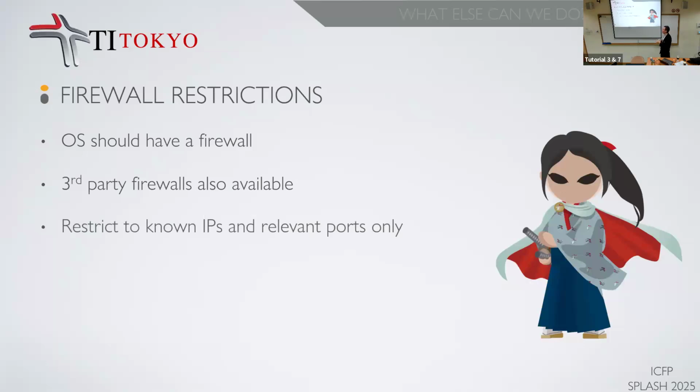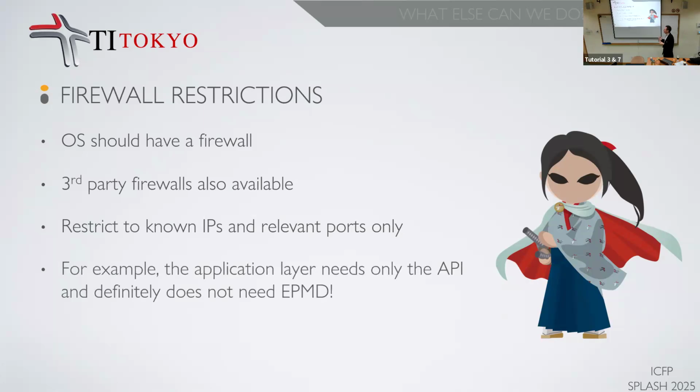As mentioned earlier, we should restrict the firewall to known IPs and relevant ports only. For example, the application only needs the API. It does not need access to EPMD. One of the classic strategies I've seen employed in some large organizations is to make sure that everything can talk to everything else within the organization. Great, but if my application layer suddenly knows where all my ports are in Erlang and somebody hacks the application layer, am I happy with that? No, not really.